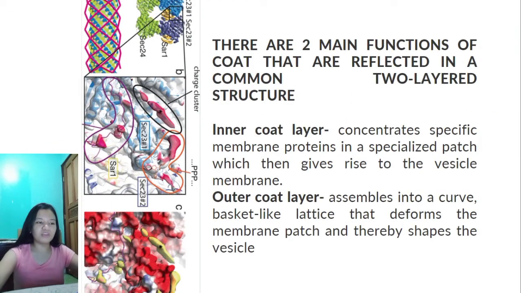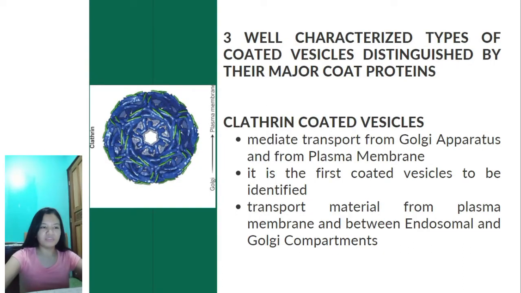So there are two main functions of coat that are reflected in a common two-layered structure, which is yung inner coat layer, nagko-concentrate siya sa mga specific membrane proteins sa specialized patch, which then gives rise to the vesicle membrane. While si outer coat layer naman is like a curved basket-like lattice na kung saan dinedeform nito yung membrane patch and sineshape nito yung vesicle. Three well-characterized types ng mga coated vesicles na distinguished by their major coat proteins.